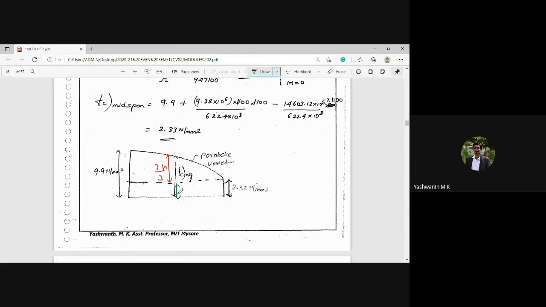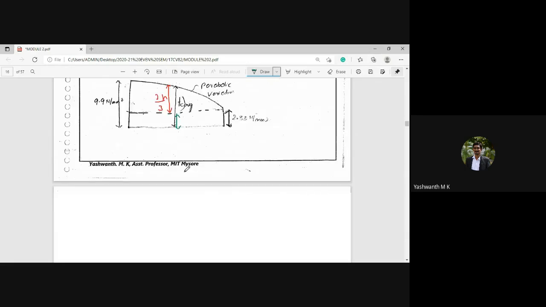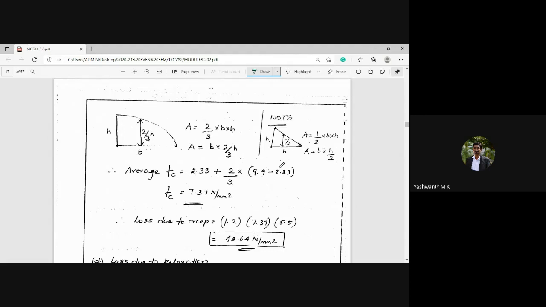So this value we already know, plus 2/3 of this height. How to calculate that? See here, 2.33 is the rectangular height plus 2/3 of this height. Total height we know. In that total height, deduct this height. That is 9.9 minus 2.33 will get you this height. So that is 2/3 of (9.9 minus 2.33), which will get you 7.37. So FC average will be 7.37 Newton per millimeter square.